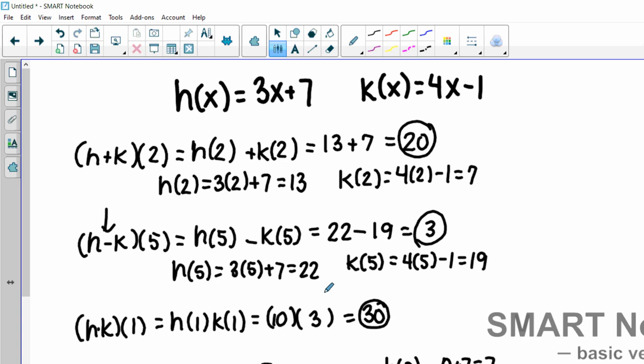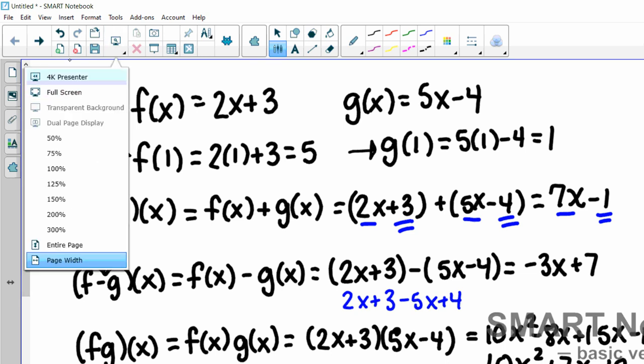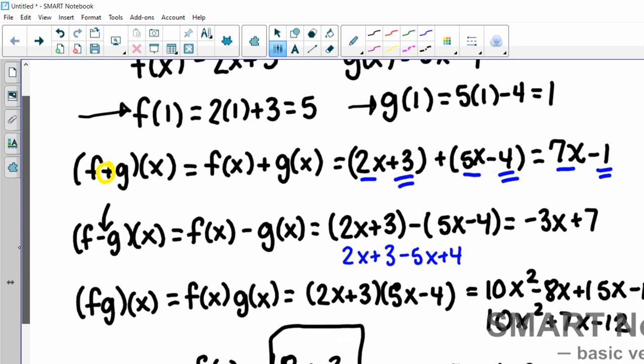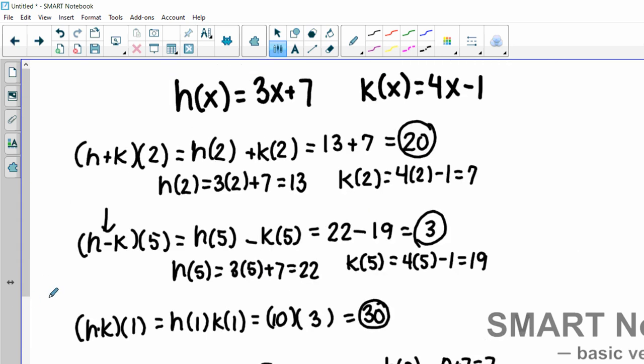There'll be one more video over what we call composition of functions, but this is how we add or subtract or multiply or divide. If it says f plus or minus or times or divided by g of x, then I just add or subtract or multiply or divide the functions as their expressions in x, and I reduce or simplify the best I can. If there's a number there instead of the x, and I'm asked to add or subtract or multiply or divide, I put that number into both functions. I put the 2 into both h and k, or the 5 into both h and k, and so on down the line. And then once I get those numbers out, I either add them or subtract them or multiply or divide them.